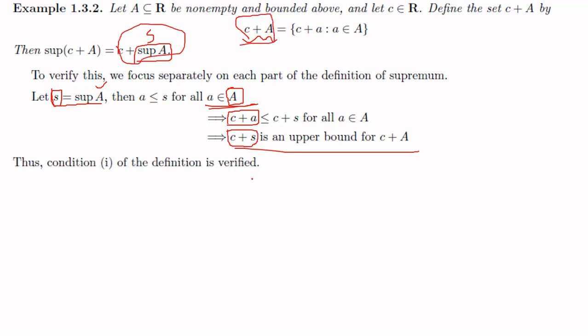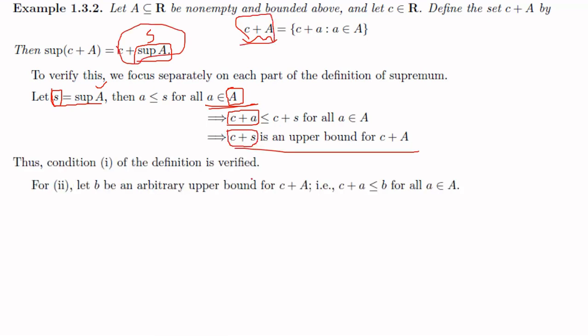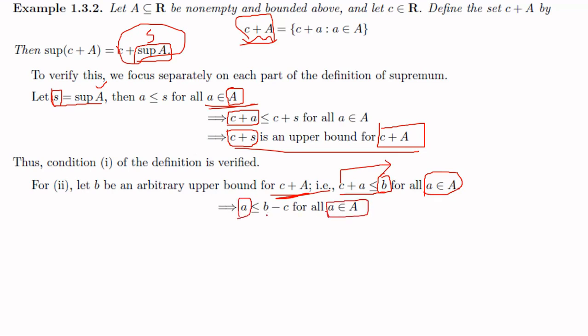Let B be any other upper bound for the set C plus A. That means C plus a is less than or equal to B for every a in the set capital A, as B is an upper bound. From here, you move C to the other side, and you will get a is less than or equal to B minus C for all a element of A. This means that B minus C is an upper bound for the set capital A.